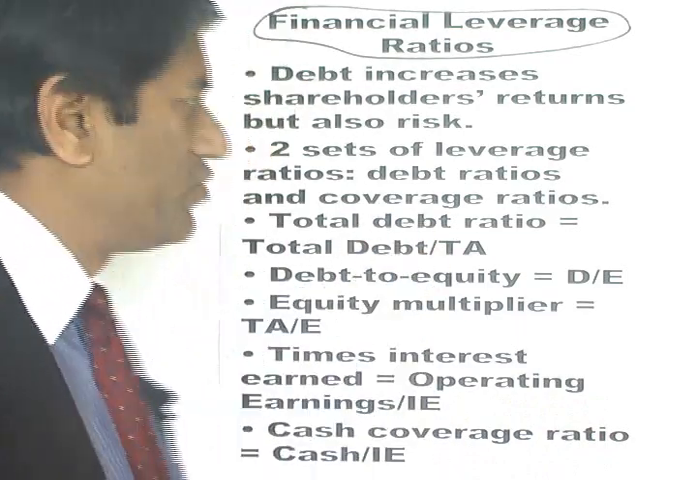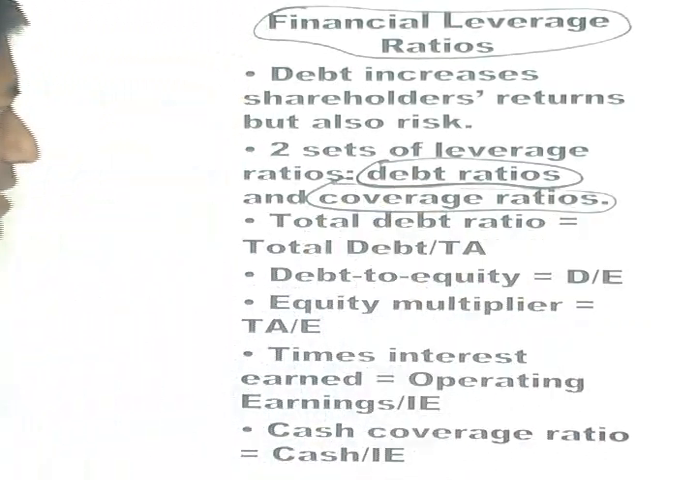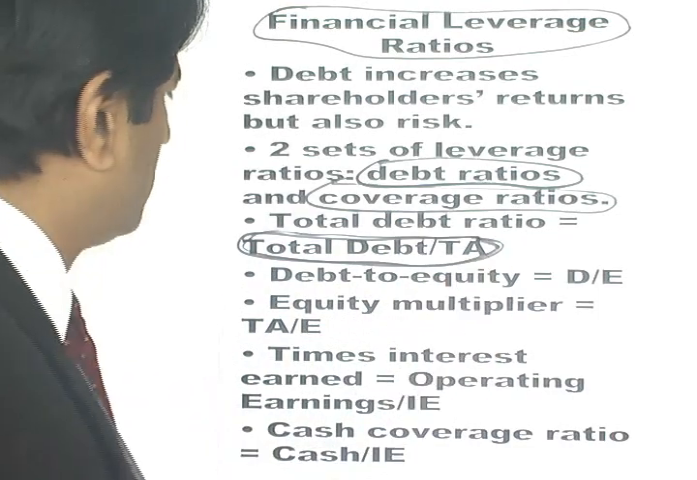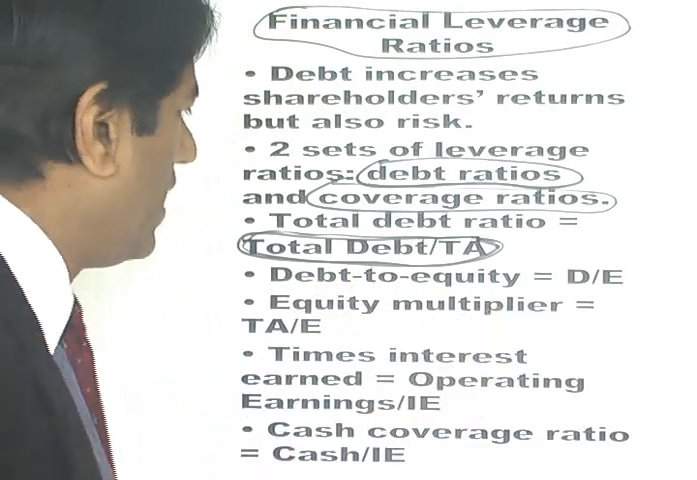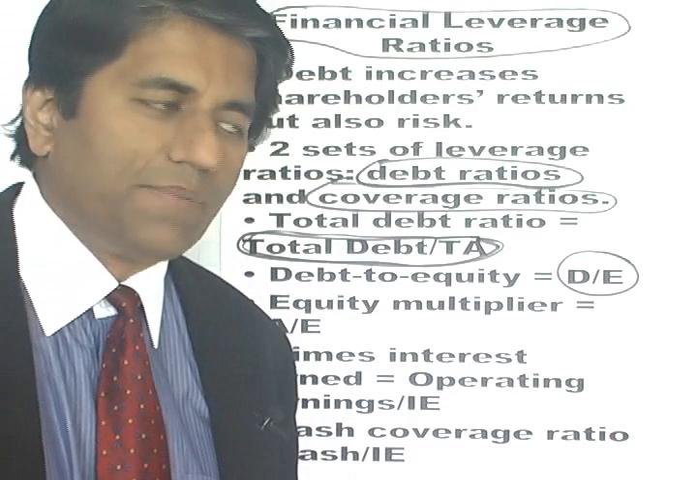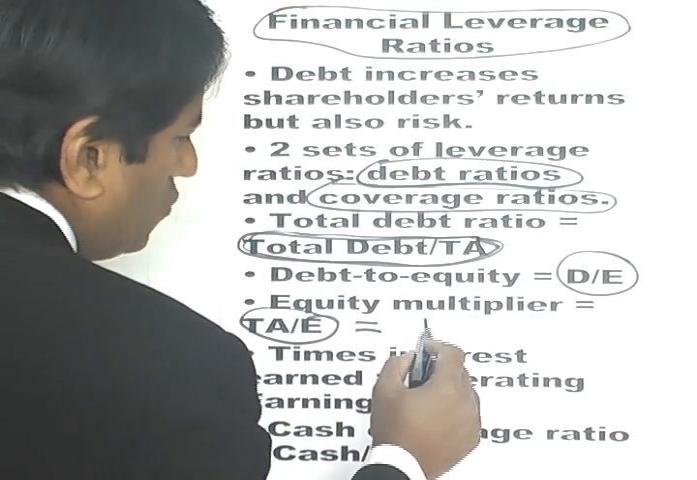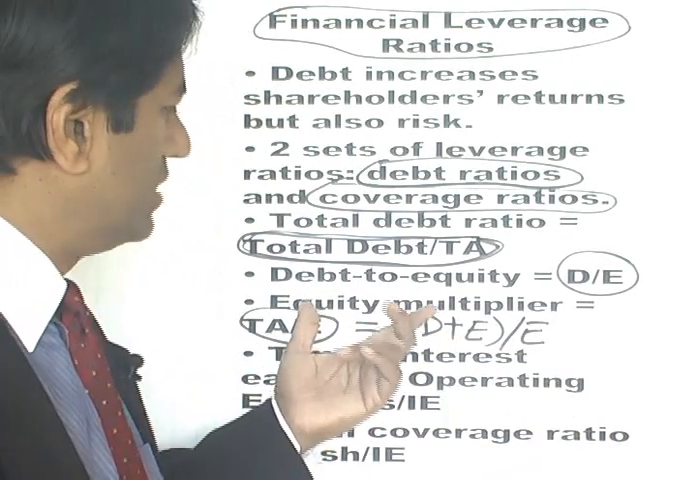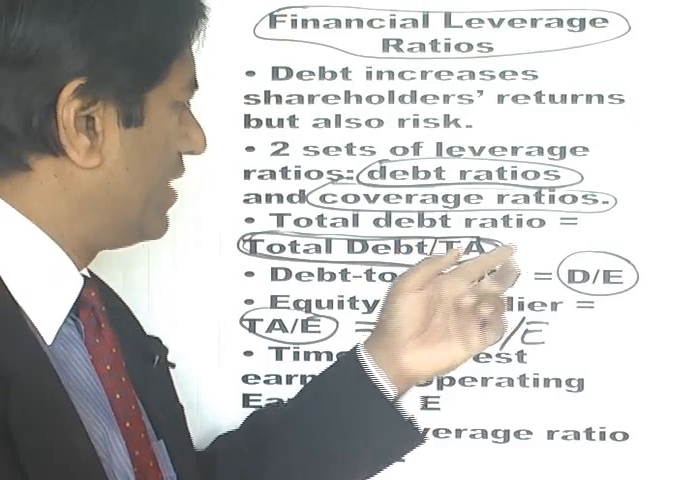There are two sets of leverage ratios that we are going to look at: debt ratios and coverage ratios. The total debt ratio is simply total debt by total assets. The debt to equity ratio is debt by equity. Equity multiplier is total assets by equity, which would also be equal to debt plus equity divided by equity. So you can see that this ratio, equity multiplier, is also related to the debt to equity ratio or the debt ratio.